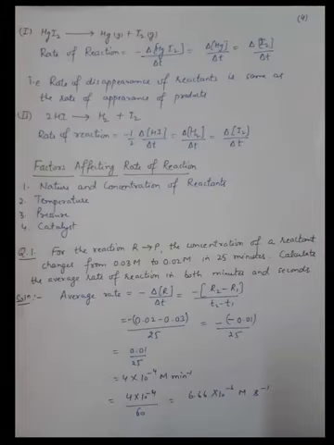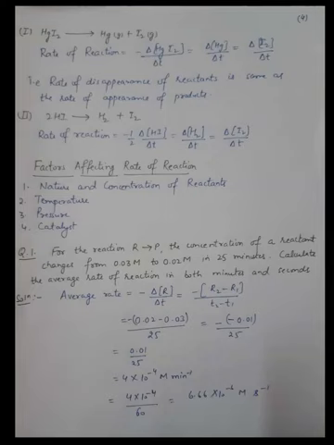Let us consider an example: HgI2 gives Hg plus I2. The rate of reaction will be, here the stoichiometric coefficients are equal, delta [HgI2], where the square bracket indicates the concentration of HgI2, upon delta t, equal to delta [Hg] upon delta t, equal to delta [I2] upon delta t. That is, the rate of disappearance of the reactant is the same as the rate of appearance of the products.